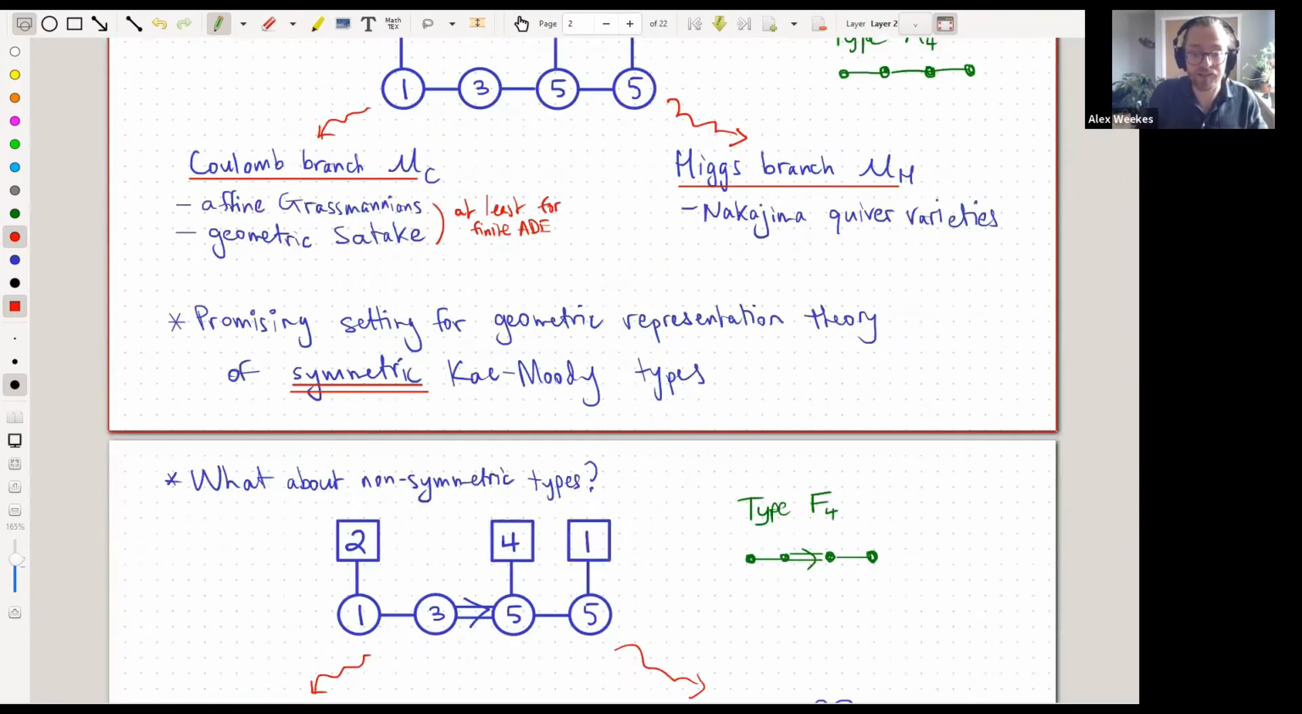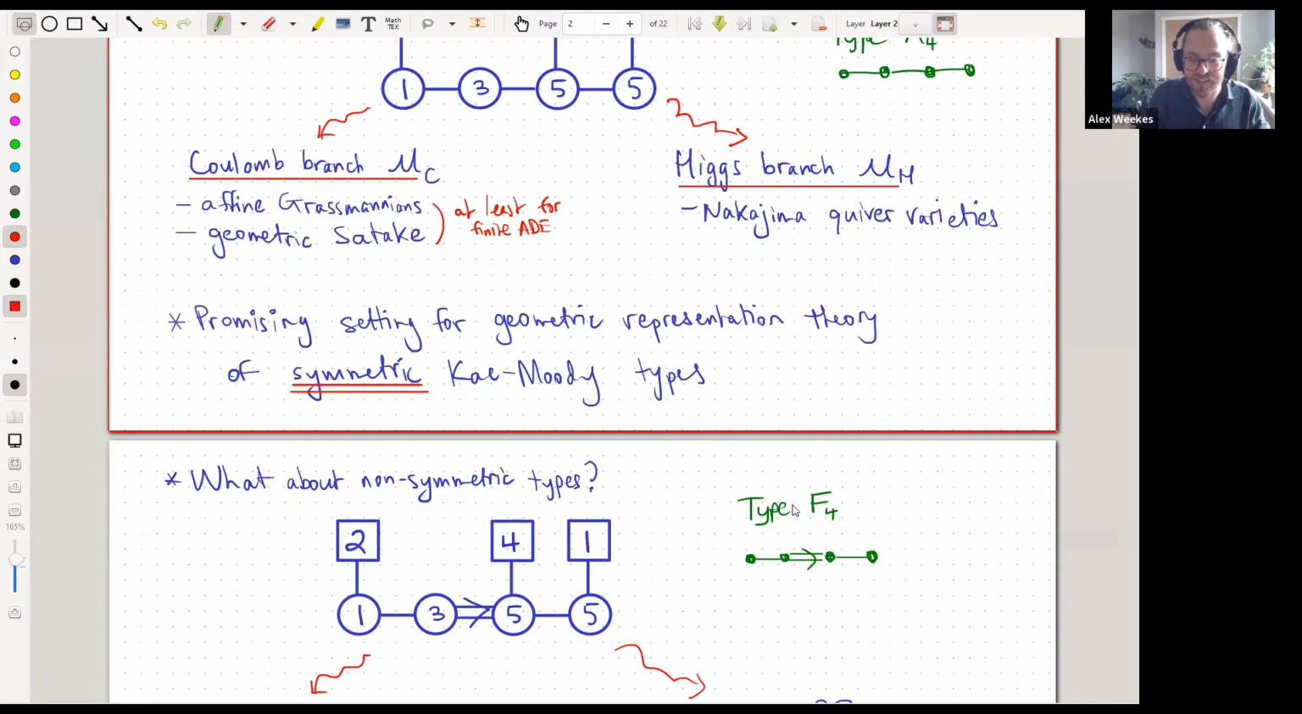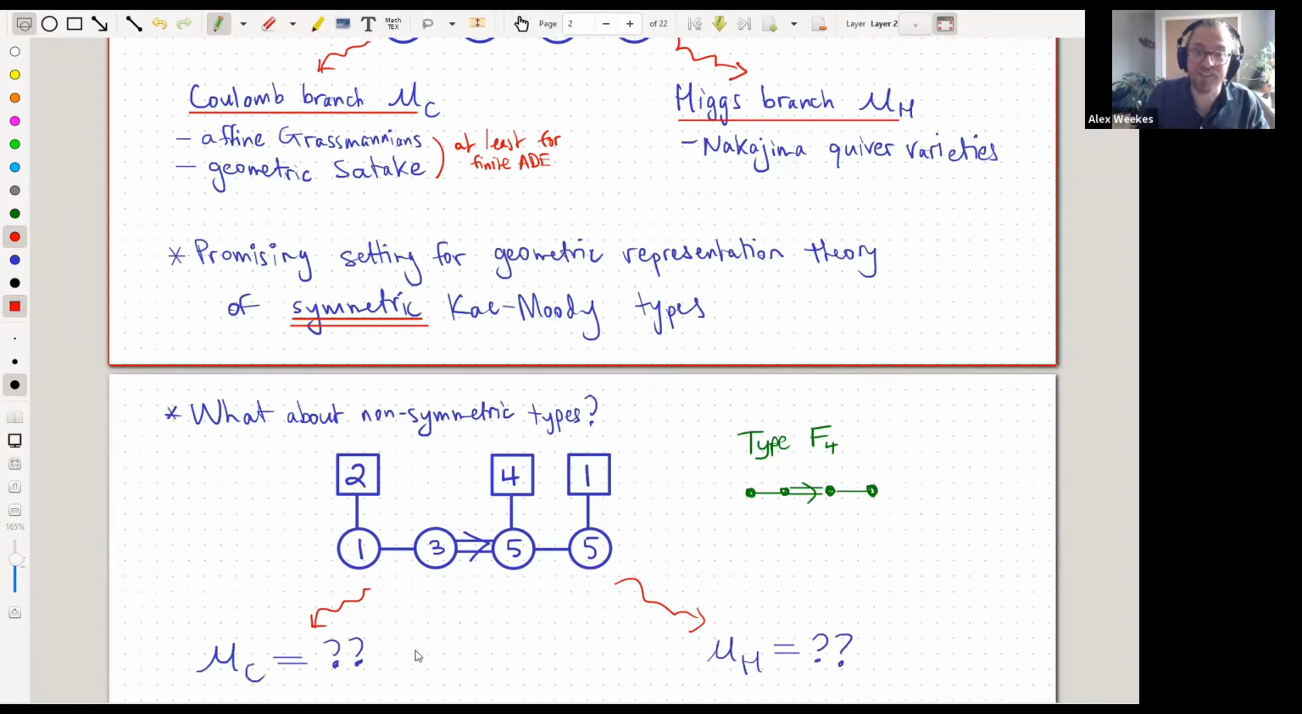A more natural thing would be something like this down here at the bottom. Here, the underlying diagram is type F4. So I've included this double edge, whatever this means. Can we make sense of this as some sort of gauge theory? Well, short answer, I don't know personally. Can we build a Coulomb branch and a Higgs branch? Well, I'm going to answer, I hope, one of those questions and talk about the Coulomb side.